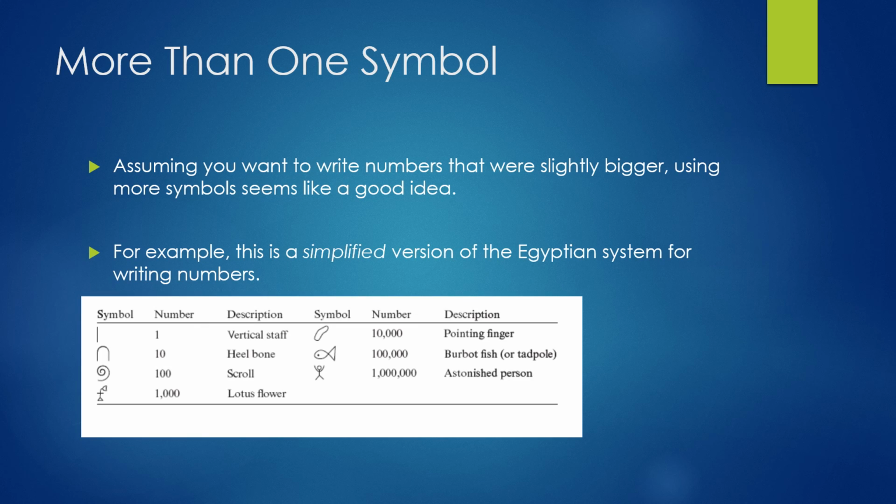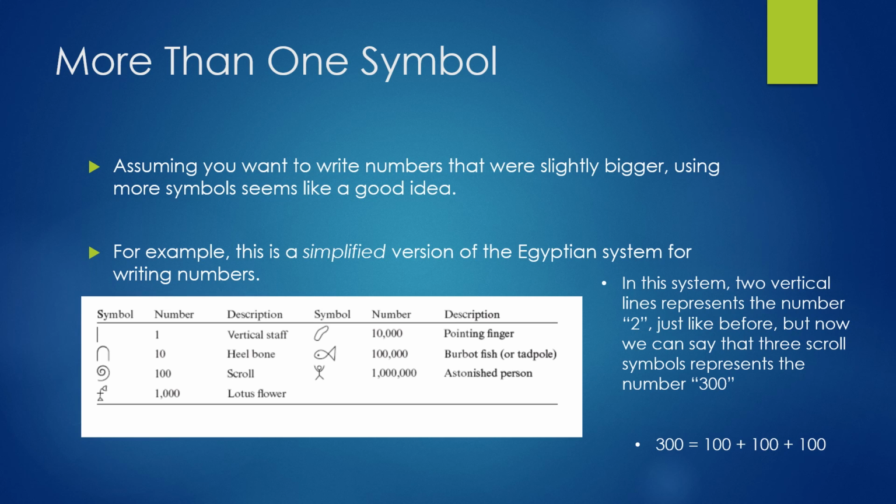So this is a simplified version of the Egyptian system for writing numbers. I say simplified because if you look at the actual pictures they used, they were more complicated than these images. But this is fine. For the record, when we're doing any of the homework or quizzes or tests on this material, you will always have this table. It will be in the question, so you don't have to memorize this at all.